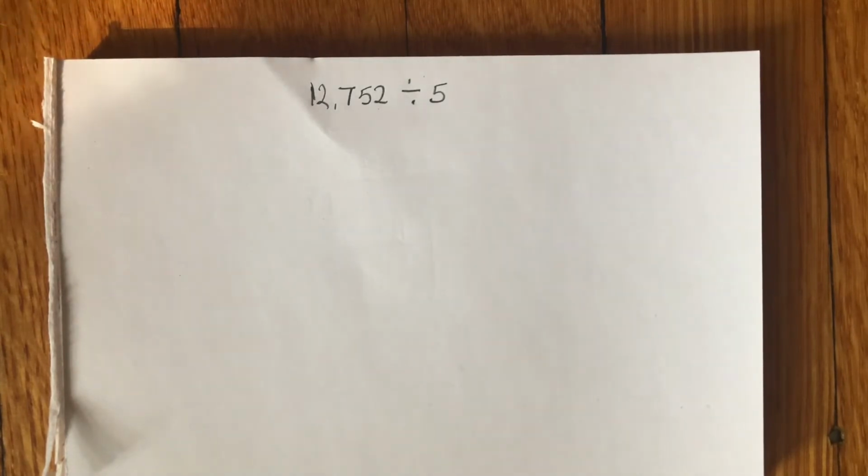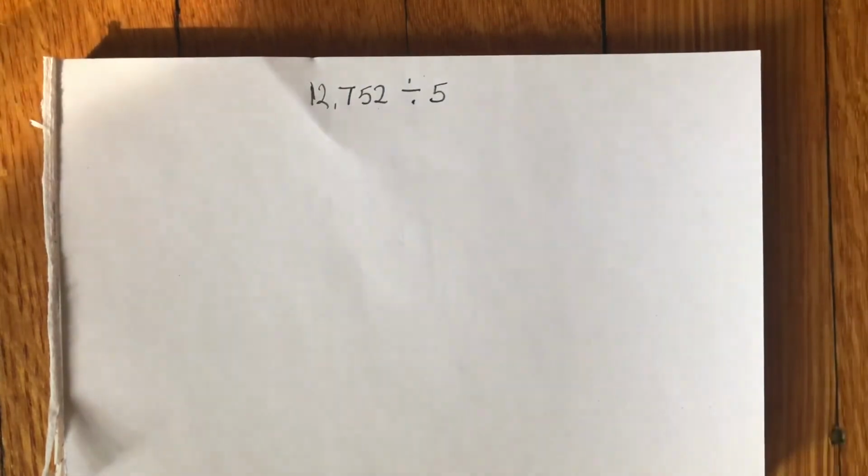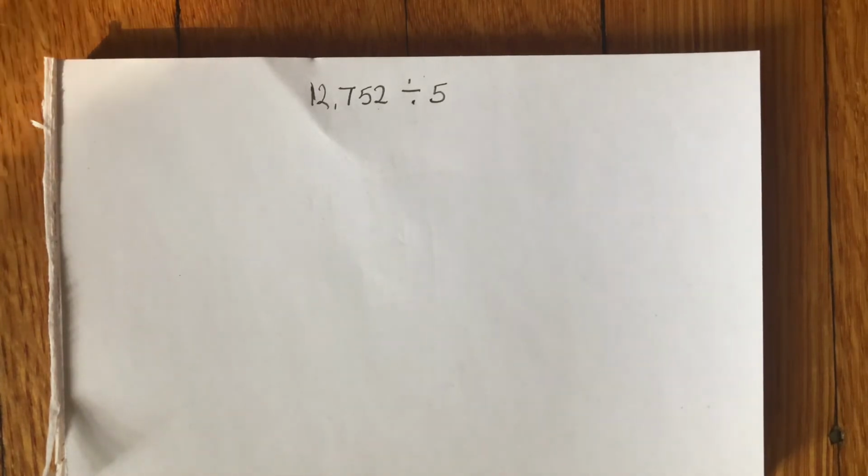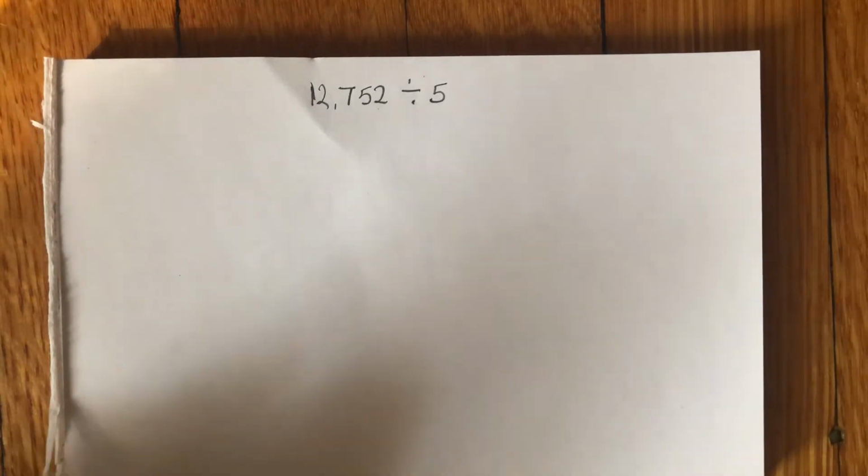Well, I'm going to tell you something that I could predict, which is that 5 does not go evenly into 12,752. If I had 12,752 cookies and I wanted to give an even number to 5 people, I couldn't do that. That is not a multiple of 5 because it doesn't end in a 0 or 5. All multiples of 5 end in 0 or 5, and clearly 12,752 doesn't. We're going to do the question anyway, and we're going to see what we end up with.